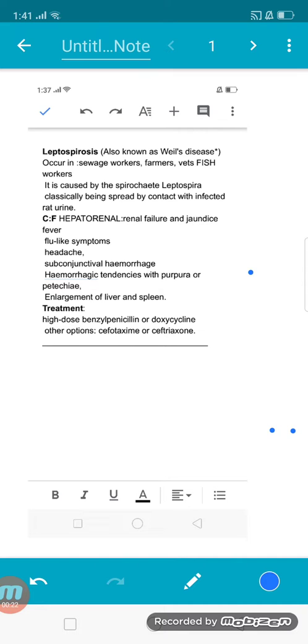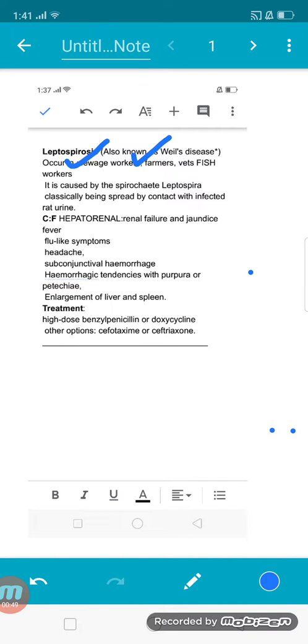In which people does it happen? It happens in those people who are sewage workers, farmers, and those who have contact with fish. These are the people who are the major sufferers of this disease. It's transmitted through leptospira, when you come in contact with the infected urine of the leptospira. So when it happens, they transfer into your body.